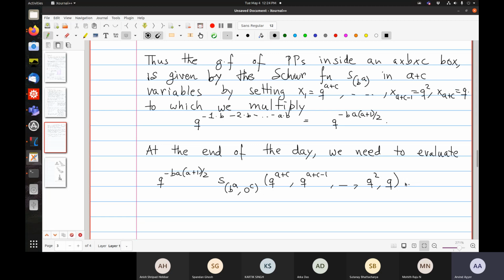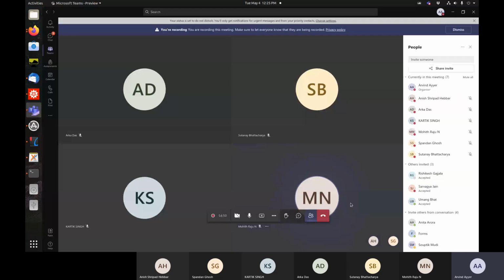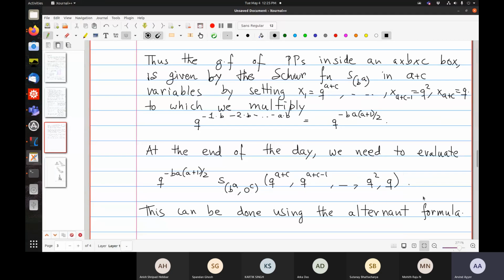This can be done using Cauchy's alternate, or maybe let's say using the alternate ratio of determinants. Yes, question? Okay, so this is another way of getting the box formula. So this is something you can try.